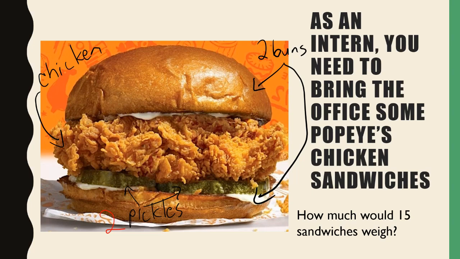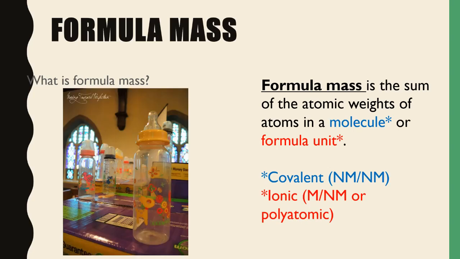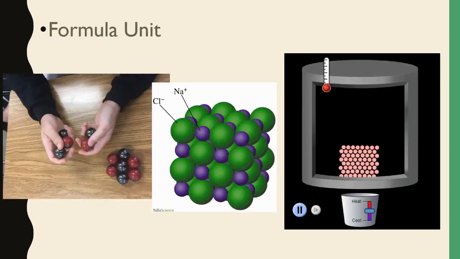And basically, that's how you would figure out how the whole thing weighs, right? If you know the mass of the buns and the mass of the pickles and the mass of the chicken, if you add them all up, then you would have the mass of the sandwich. Well, that's what we're doing with formula mass. Formula mass is the sum of the atomic weights of a molecule or a formula unit. So this is basically talking about atomic compounds. And there's my picture of formula mass.